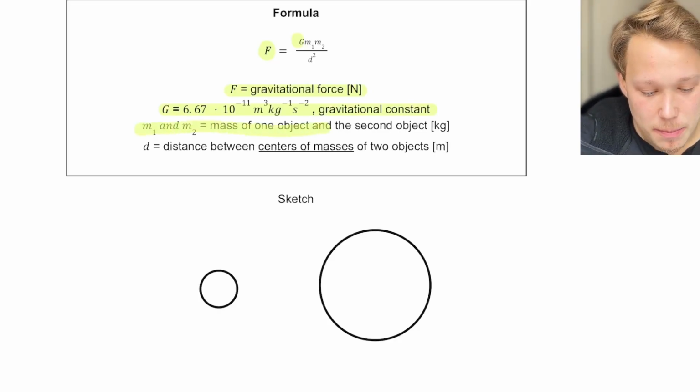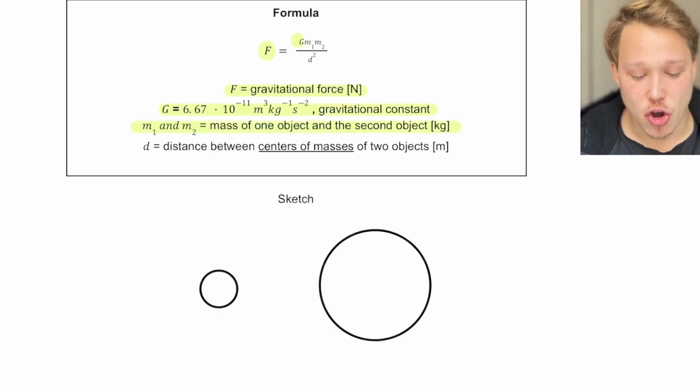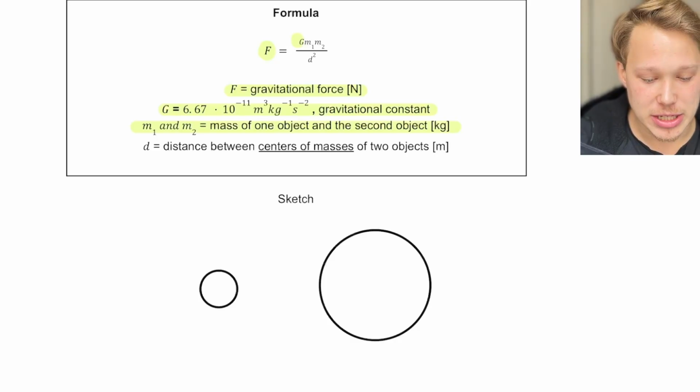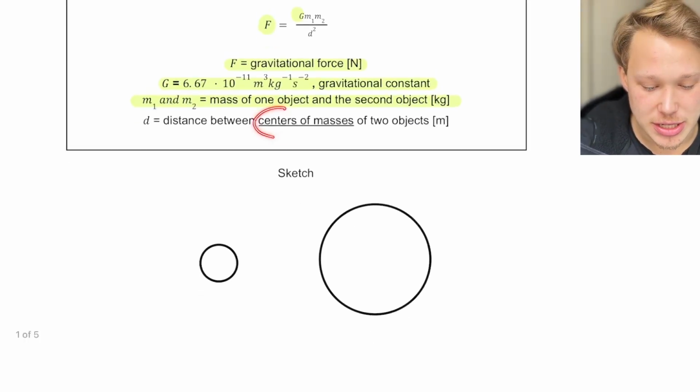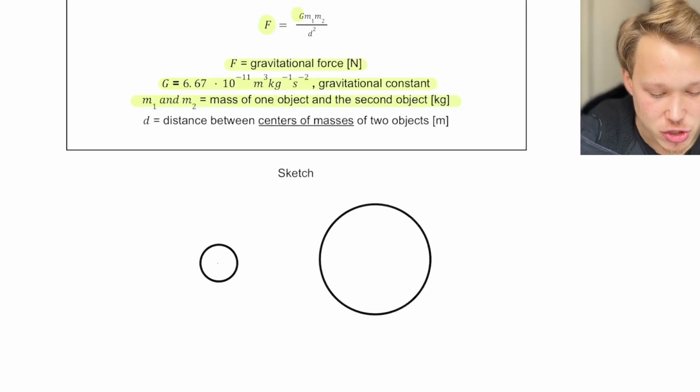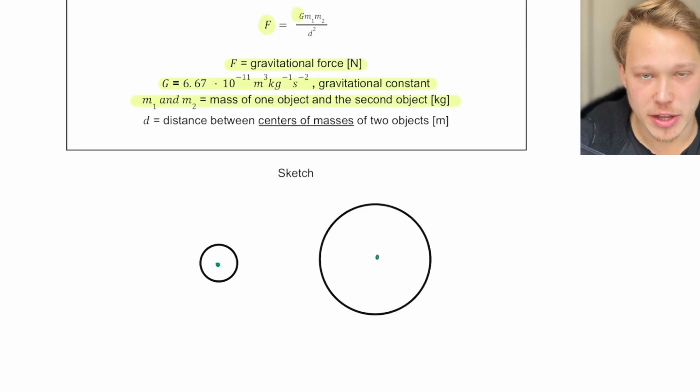And D will be the distance between centers of masses of these two objects. So distance between the objects. And I will explain what I mean here by centers, distance between centers of masses specifically. But first, let me draw a sketch, right? Because we need to know where these forces will be pointed.